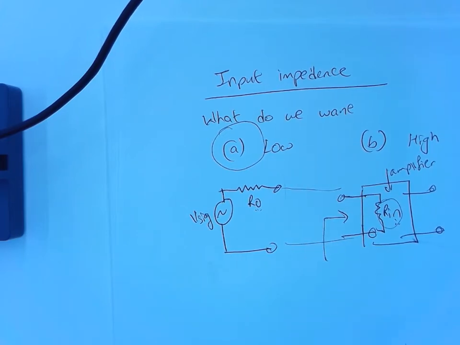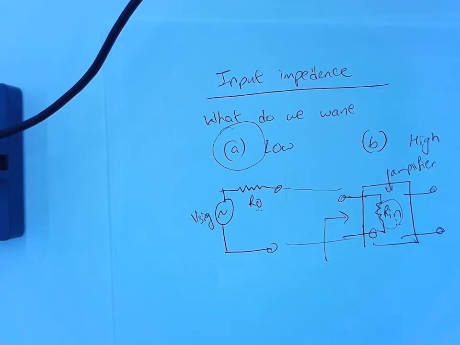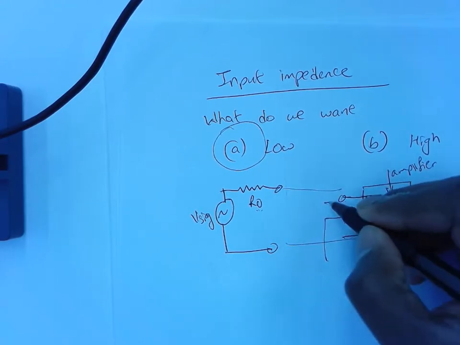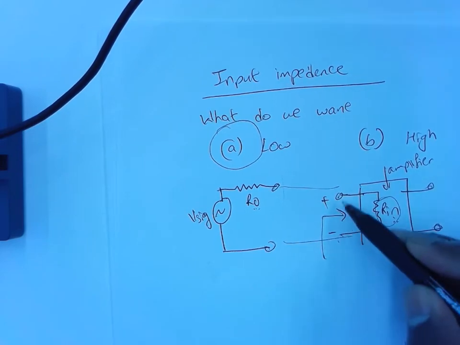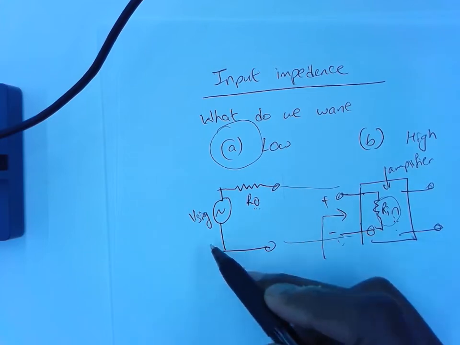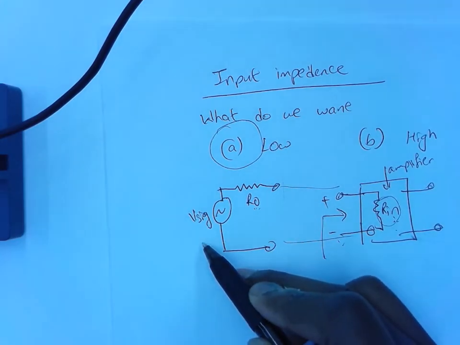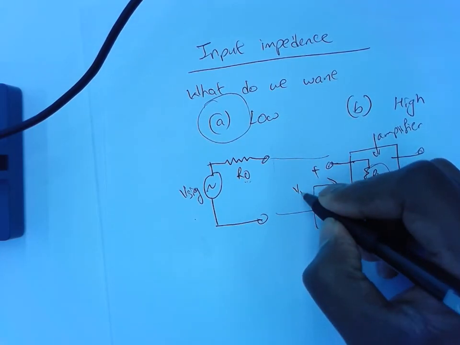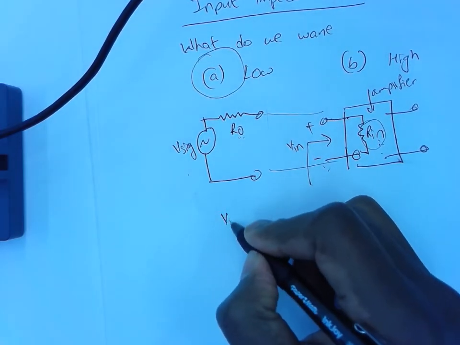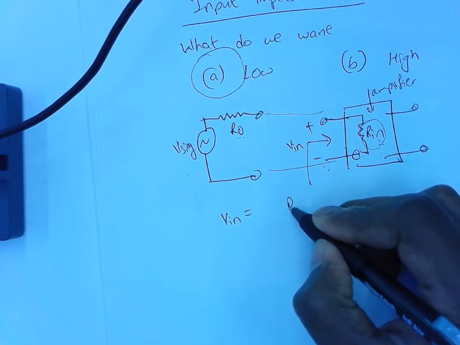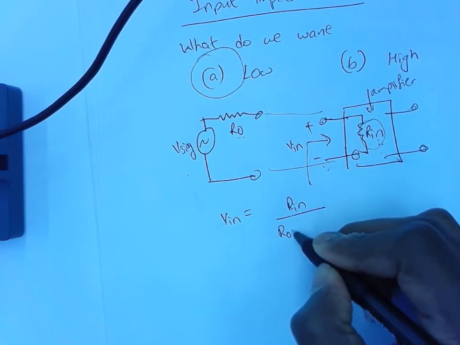So let me try to summarize. Jeremy and Michael are saying the input to the amplifier is the voltage drop here, because the voltage drop here is what the amplifier is seeing. It does not know what VSIG is. So if this is Vin, then Vin will be equal to Rin divided by RO plus Rin times VSIG.